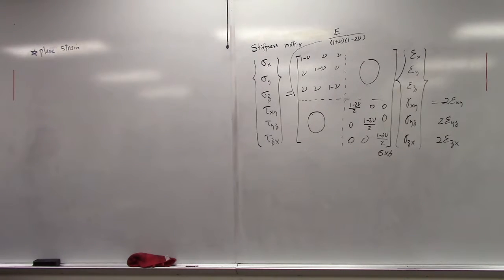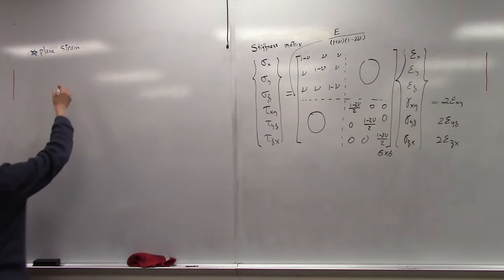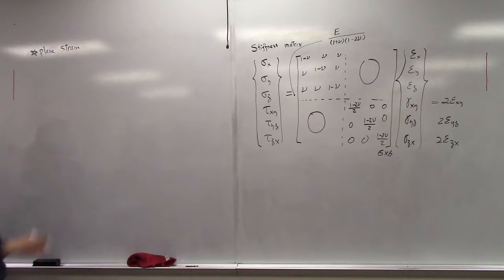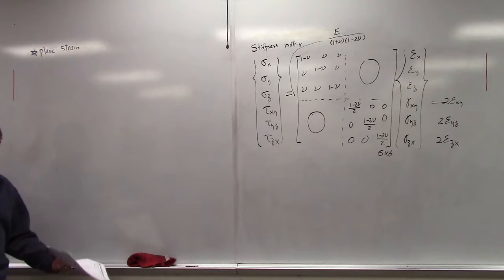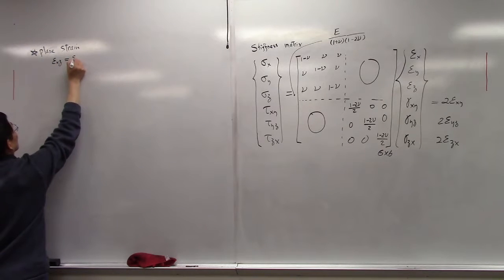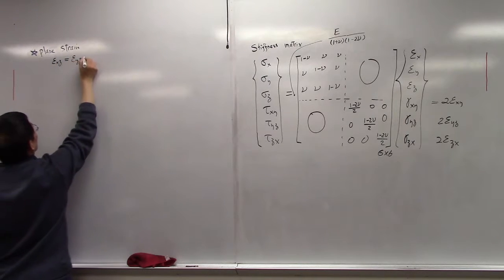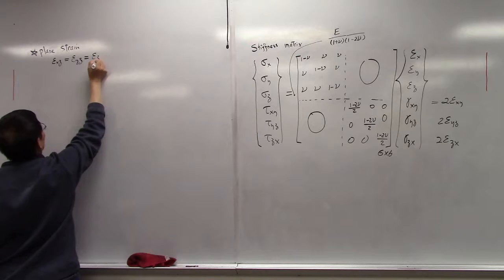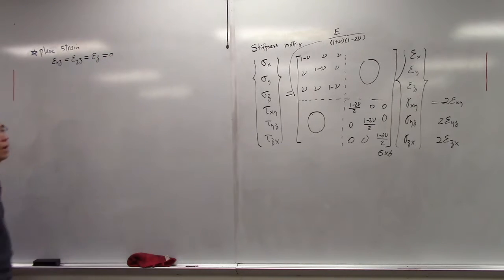Plane strain case. All the out-of-plane strains, out of plane meaning the z direction, are 0. Therefore, epsilon xz is equal to epsilon yz, which is also equal to epsilon z, equals 0. This is called plane strain.